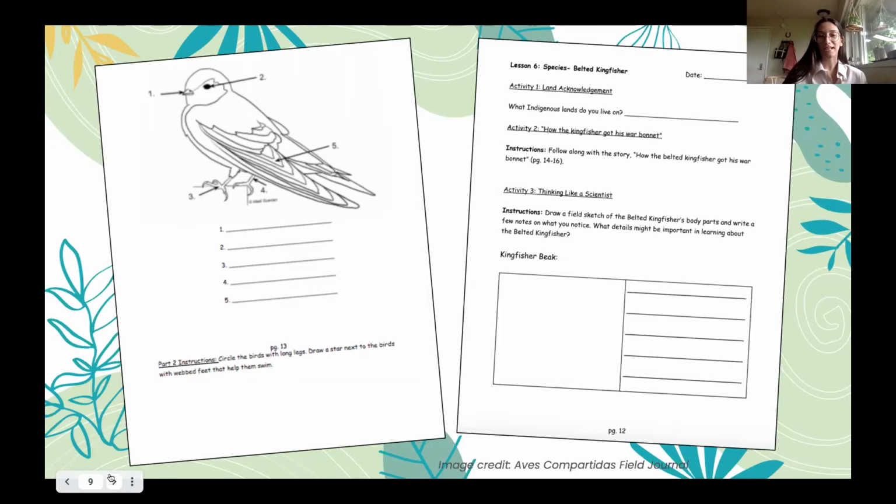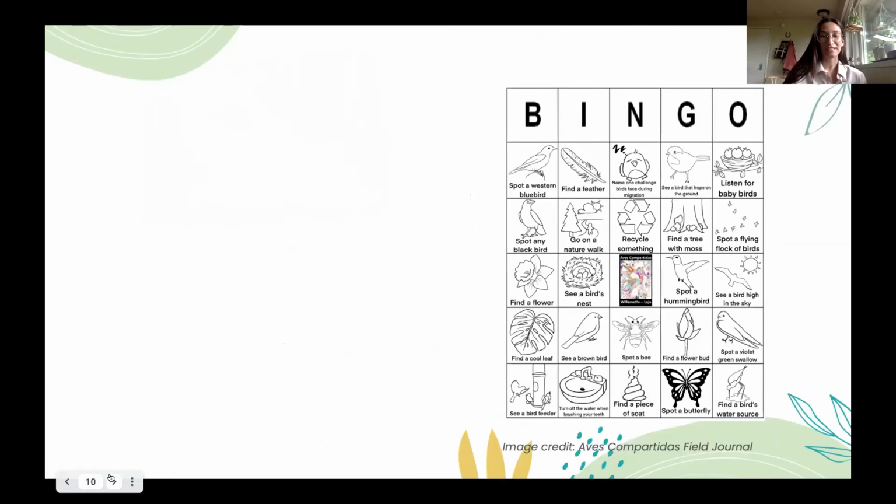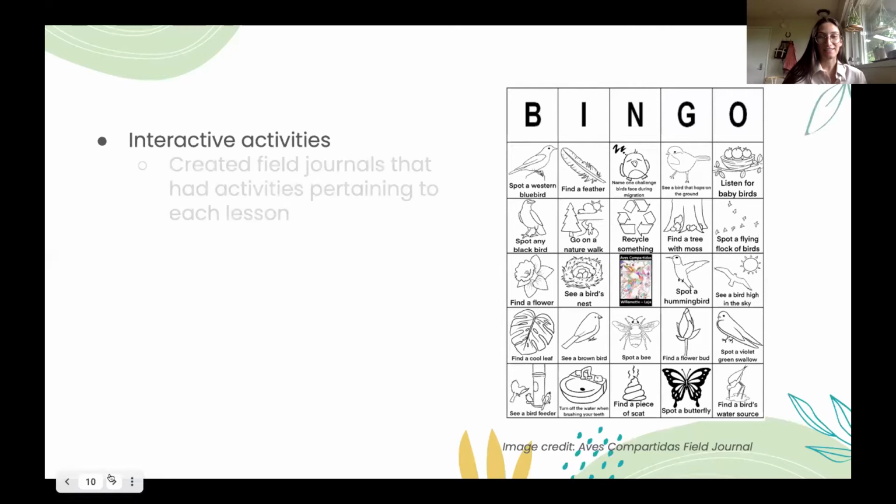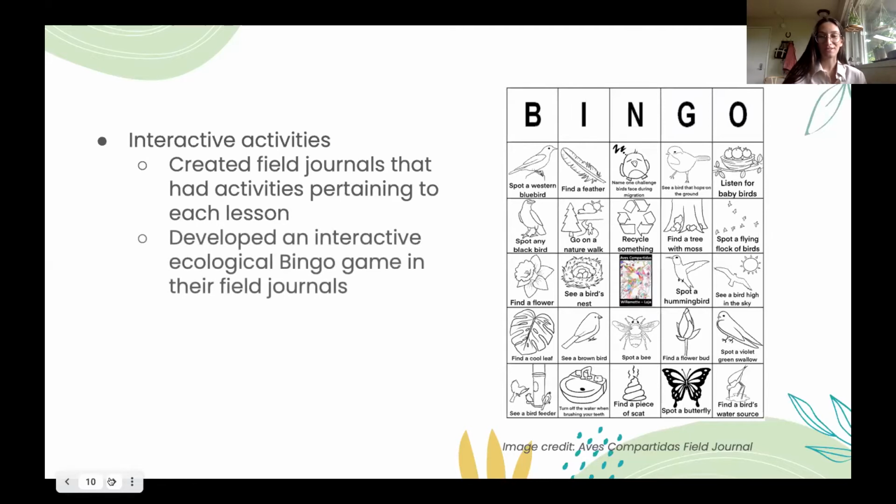The field journals had activities that promoted students practicing being scientists and activities pertaining to each lesson. And we also developed an interactive ecological bingo game that lived in their field journals. This was to really try to engage students outside of class. The one displayed here is the 3rd grade bingo activity. We also promoted environmental stewardship throughout the curriculum by offering what we called eco challenges in each lesson.